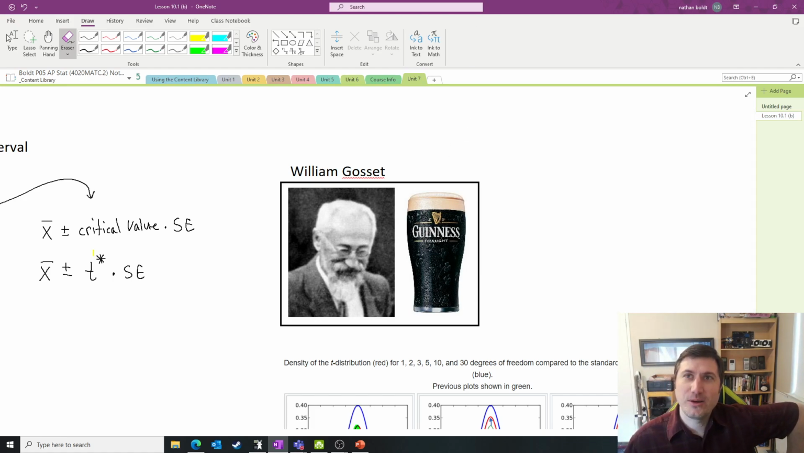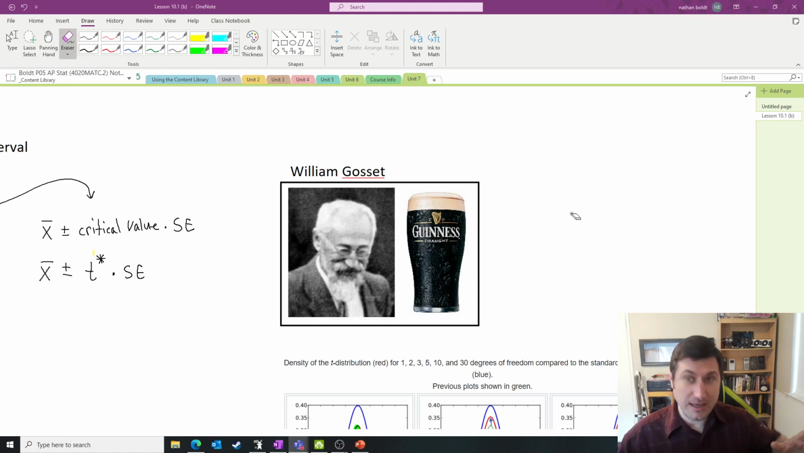William Gosset was the lead beer tester for the company Guinness. Hashtag life goals, am I right? He was the lead beer tester for Guinness around the turn of the 20th century. Okay? And he used one sample Z intervals.